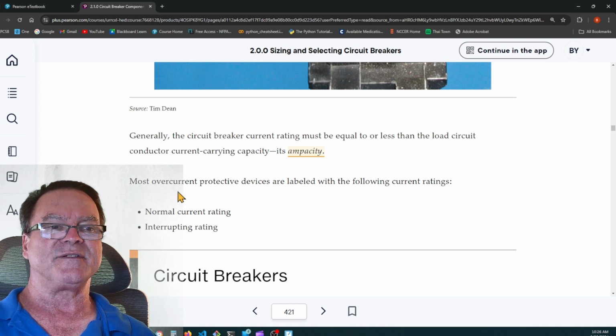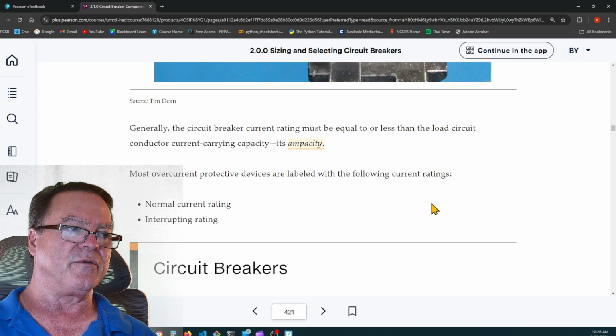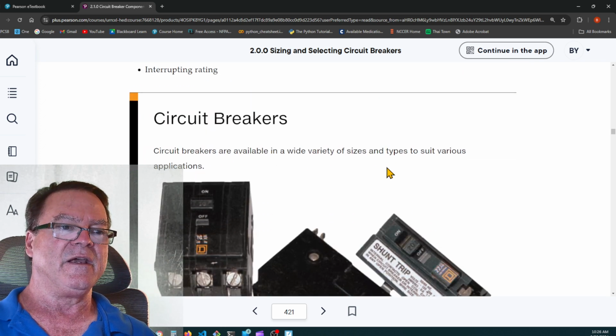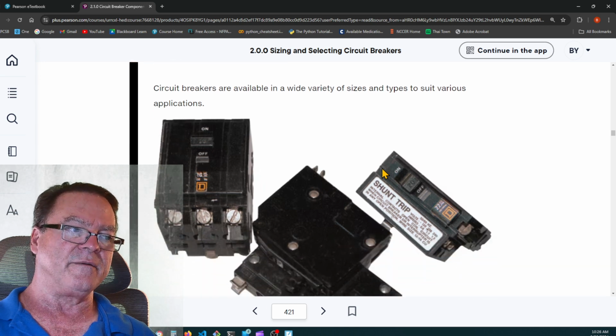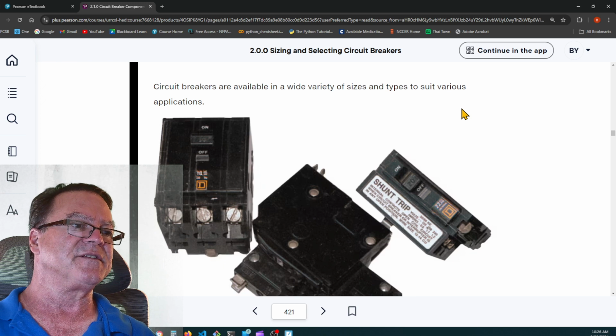It's their ampacity. Most overcurrent protective devices are labeled with the following current ratings: normal current rating, and interrupting rating. The interrupting rating is a lot higher. So circuit breakers are available in a wide variety of sizes and types.